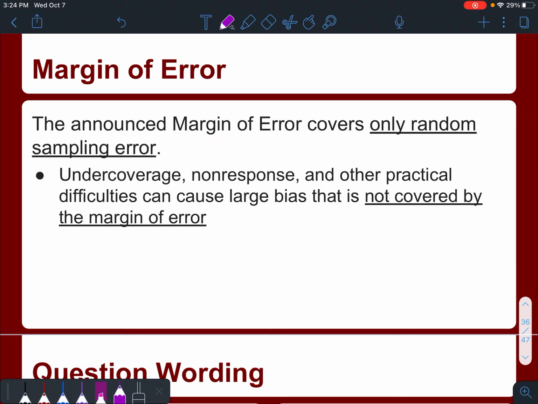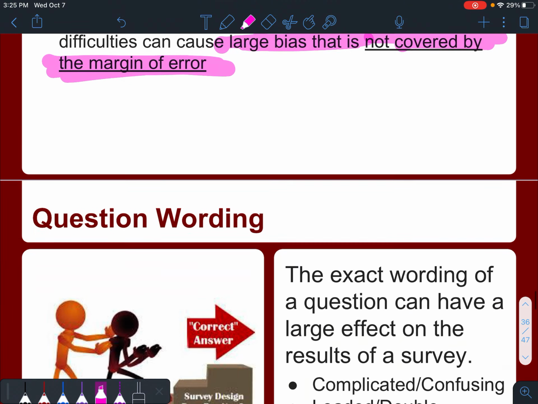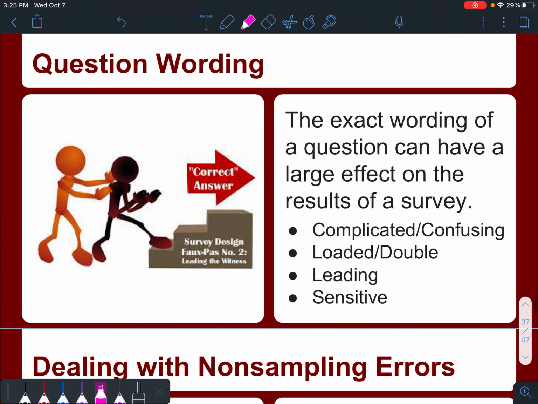The margin of error only covers random sampling error. We touched on this a little bit before. Undercoverage, non-response, and other practical difficulties can cause large bias that is not covered by the margin of error. So if you have a bad question or bad sampling or other things going on there, the margin of error only covers random sampling error.